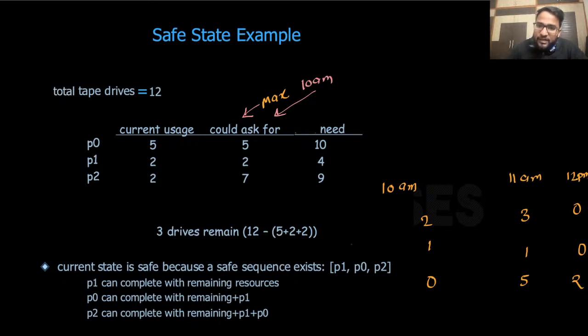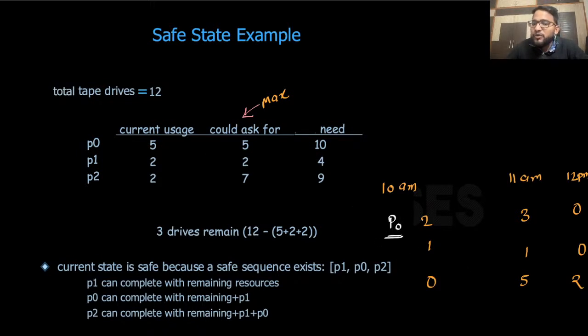But in reality, what may happen? This may ask 2, this may ask 1, this may ask 0. You have 3 available. Can you not satisfy it? Let's suppose they are not asking the maximum at 10 a.m. itself. At 10 a.m. they are asking 2, 1, 0. Can you not satisfy this 2, 1, 0 request at 10 a.m.? Which means, can you not satisfy P0 first?